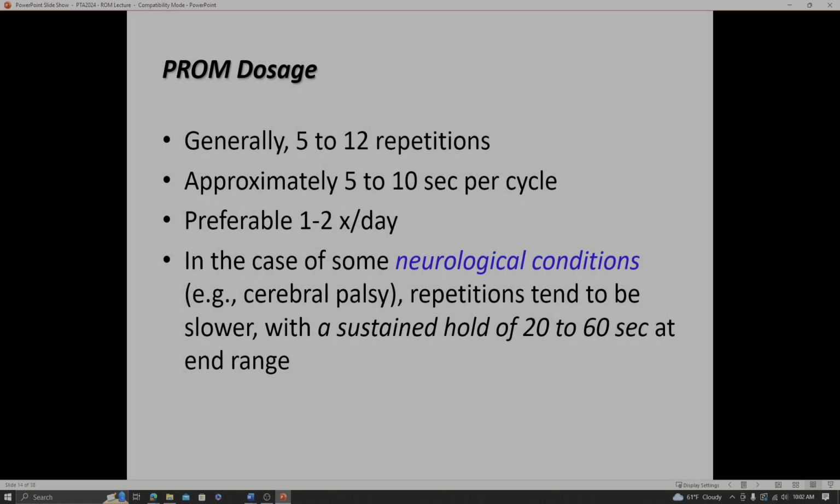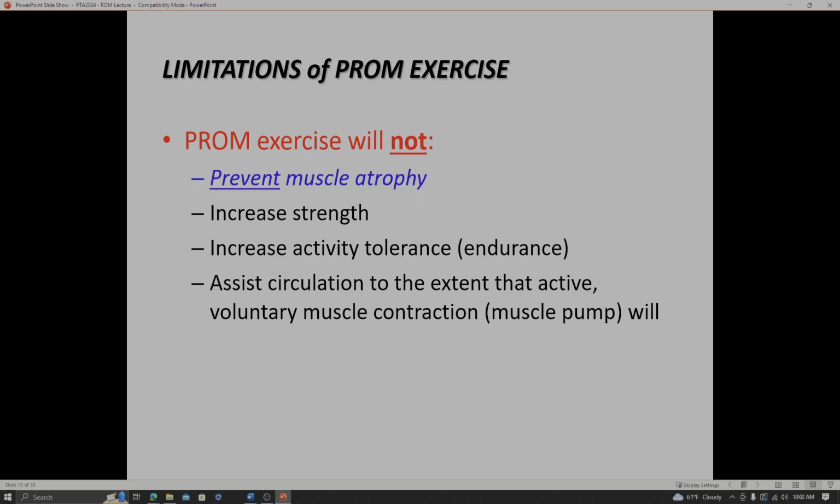So here's some common dosages. Know these. You may have to alter these depending on the presentation of your patient, right? So there's a general rule of thumb for how passive range of motion is introduced. But in some cases with neurological conditions that have a tonal abnormality, as is the case with spasticity, we might need to slow down the reps because there's a velocity component tied to spasticity, right? Velocity dependent component, and we might need to extend our hold at the end ranges beyond where we normally would for typical passive ranging.